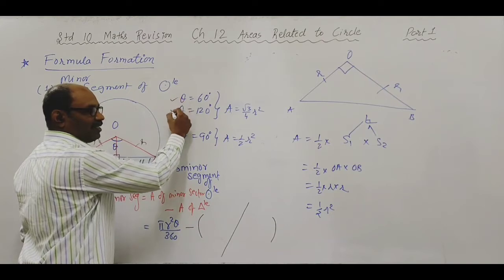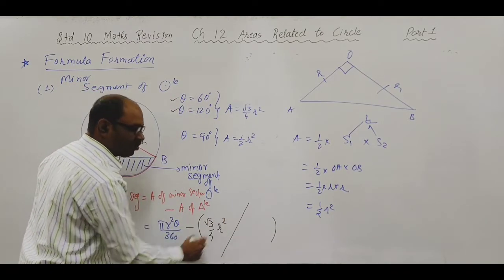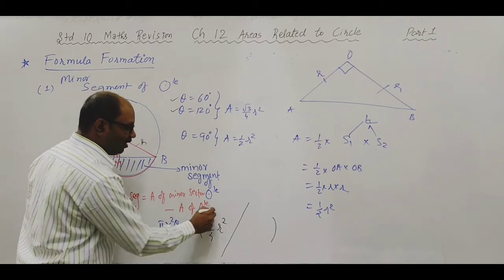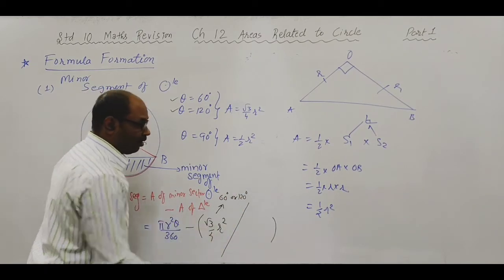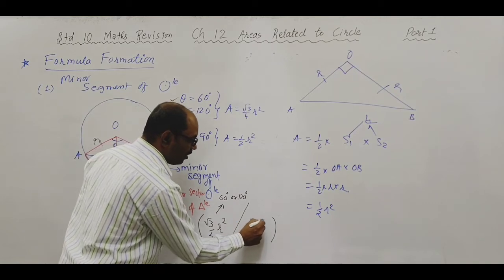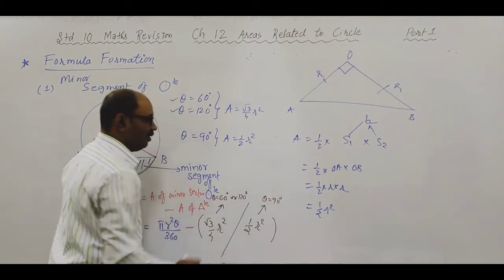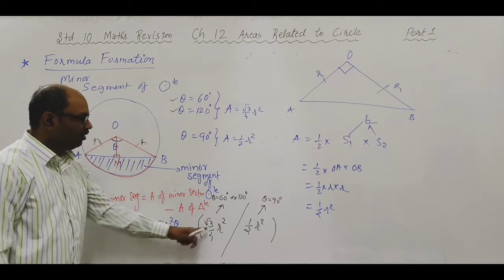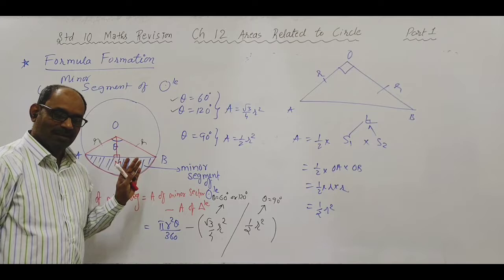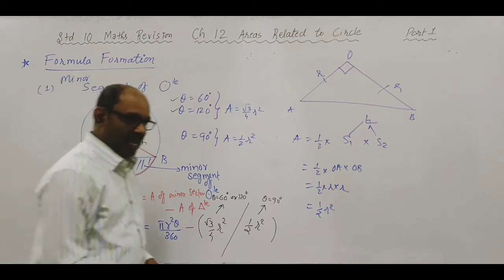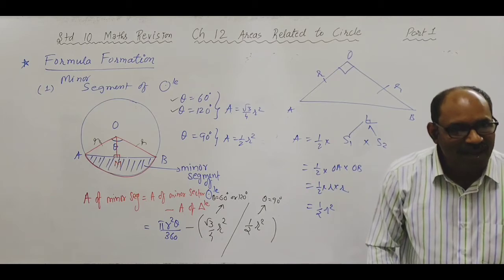If theta is 60 degree, it will be root 3 by 4 radius square. If this is 60 degree or 120 degree, or otherwise it will be half r square if theta is 90 degree. Is that clear? So you have to use this second part well, depending upon the theta angle subtended at the center. Is that clear?